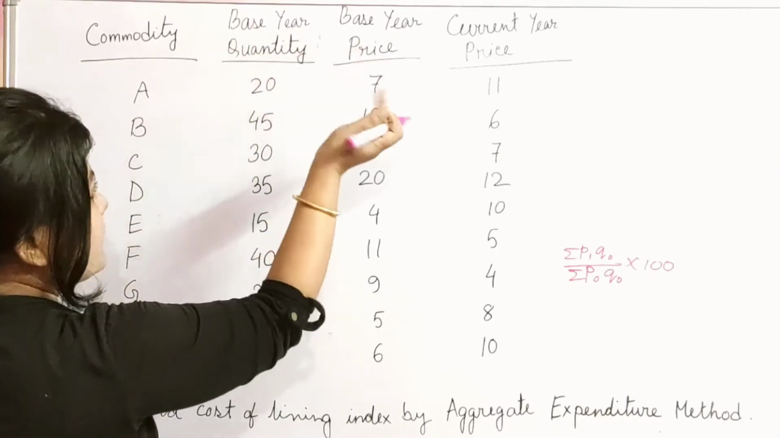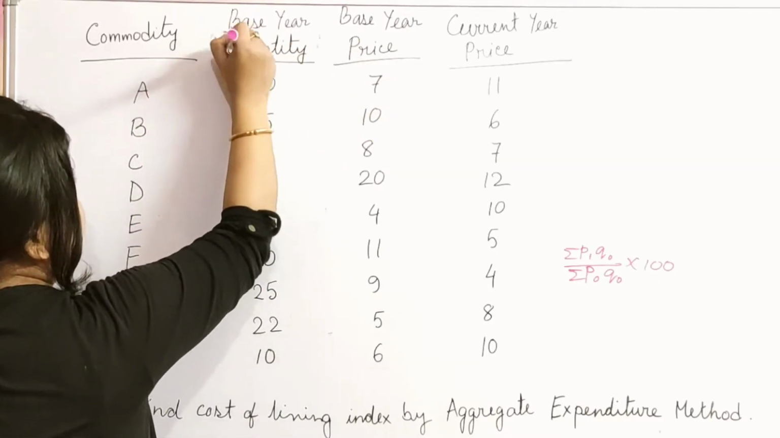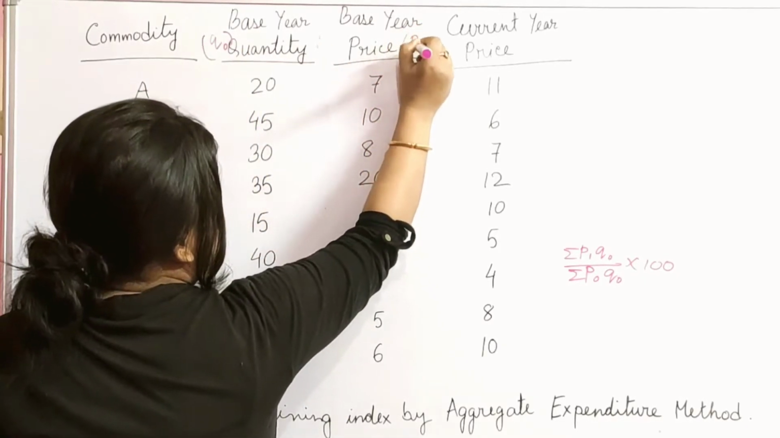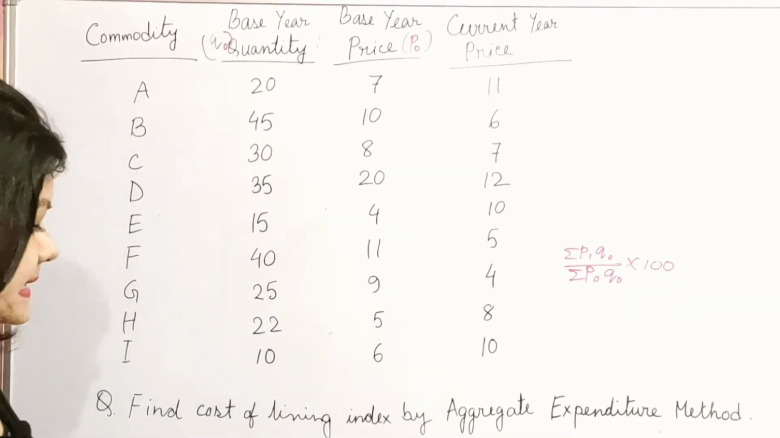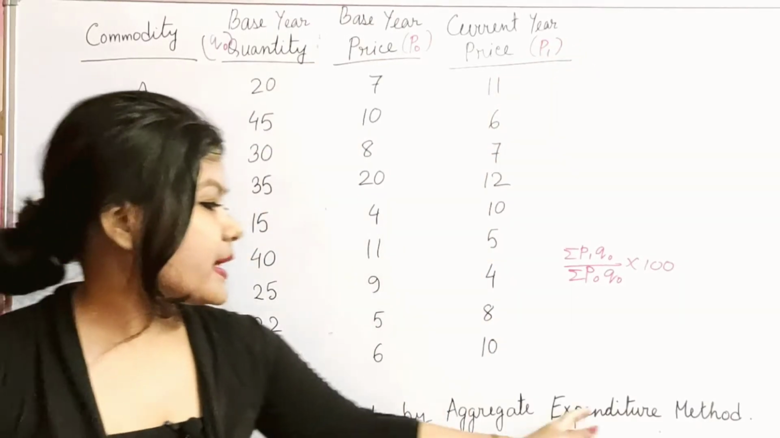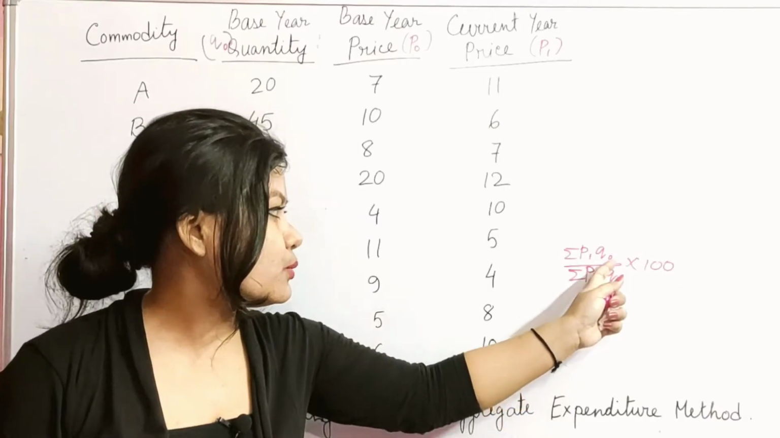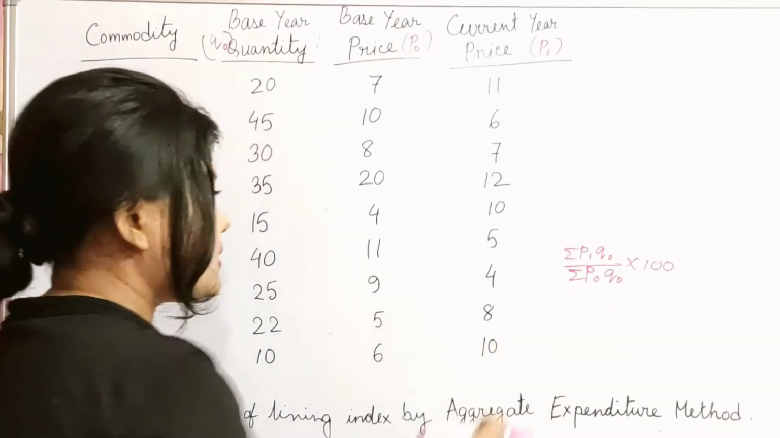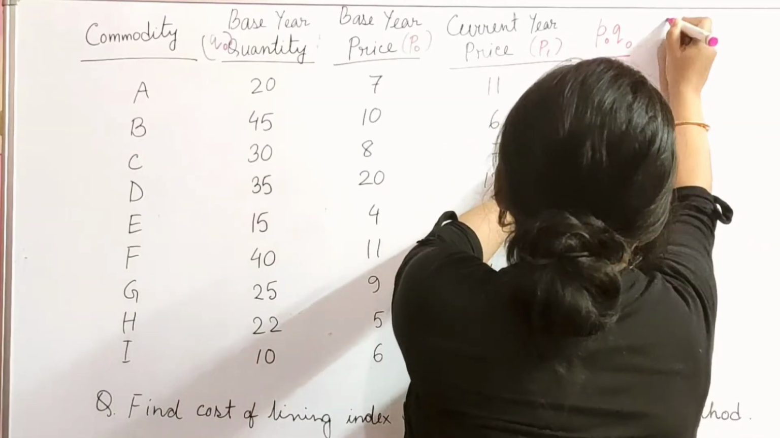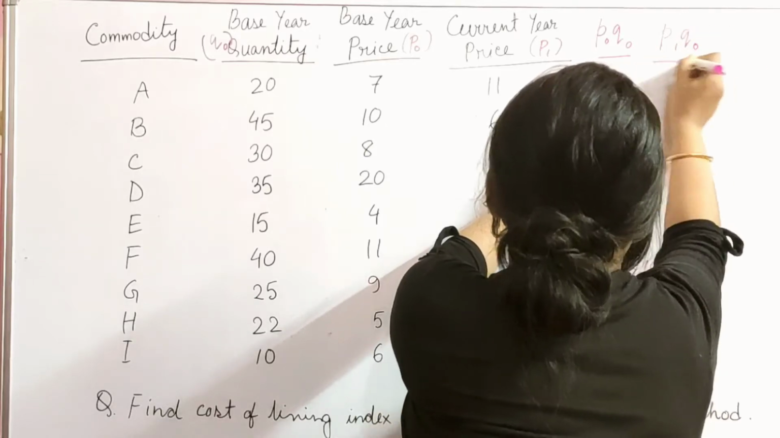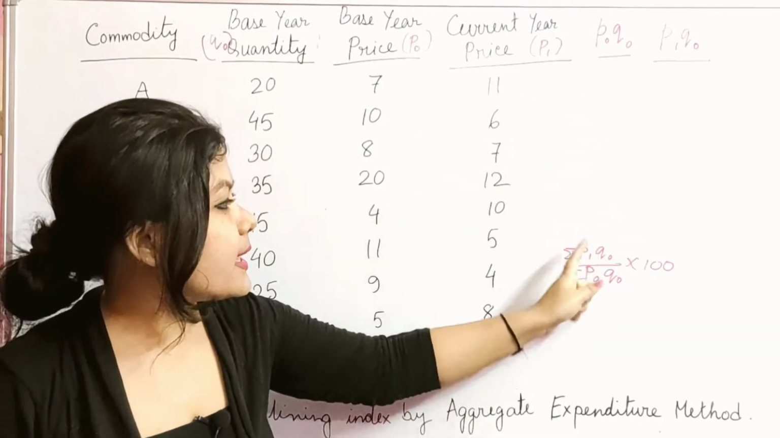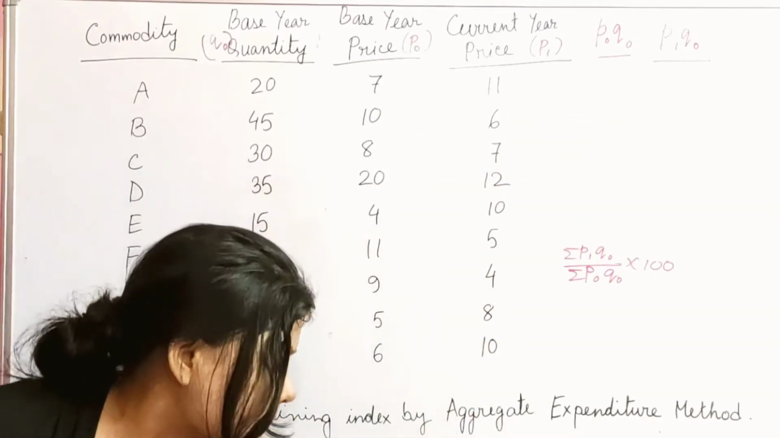Here the base year quantity is given. Quantity for the base year is denoted by Q naught, and the price for the base year is denoted by P naught. The current year price is given, and price here is denoted by P1. Now, in the aggregate expenditure method, the formula needs P1 Q naught and P naught Q naught. So we need to find the product of these values, P naught Q naught and P1 Q naught, and then find the summation value.